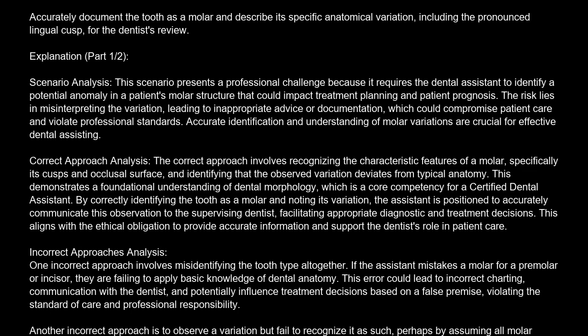The correct answer is B. Accurately document the tooth as a molar and describe its specific anatomical variation, including the pronounced lingual cusp, for the dentist's review. Explanation. Scenario analysis.